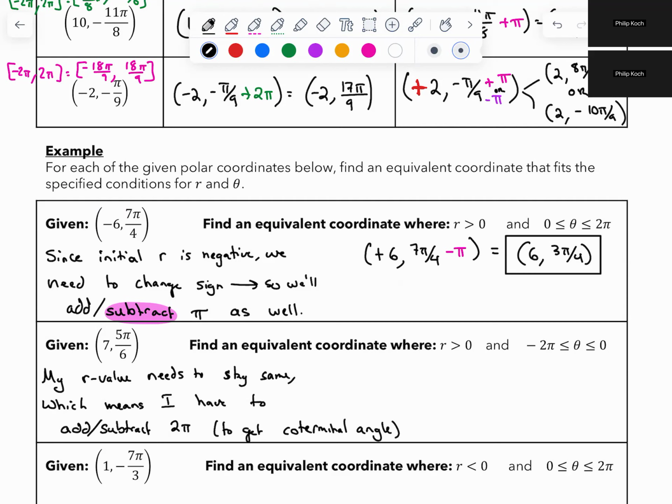I'm saying it in general terms because it could be that you need to add 2 pi, or it could mean that you need to subtract 2 pi. We don't know yet, but since we keep our r the same, the only way to get an equivalent point is to add or subtract 2 pi to find a coterminal angle and get back to where we started. In this case, adding 2 pi would not work because that would put me beyond 0, further away. So I'm going to have to subtract 2 pi.